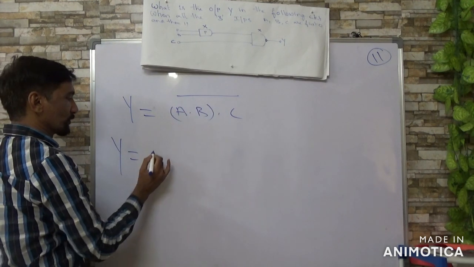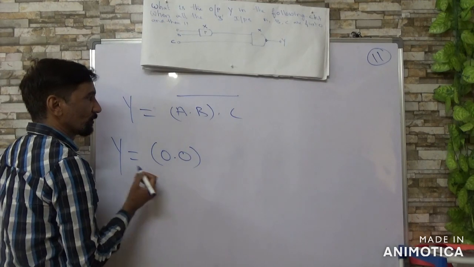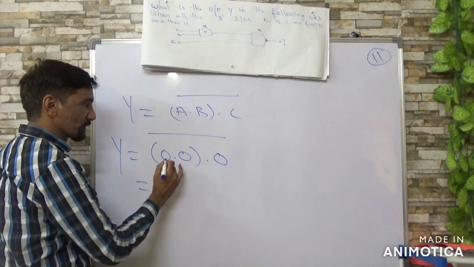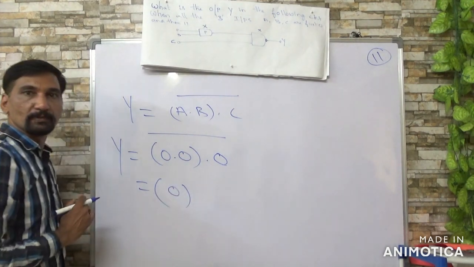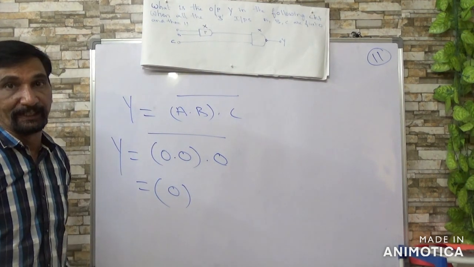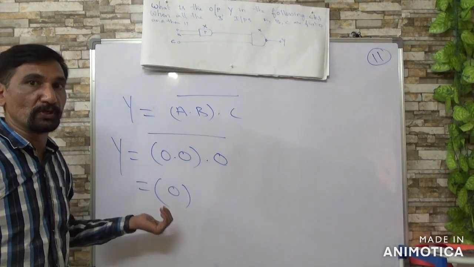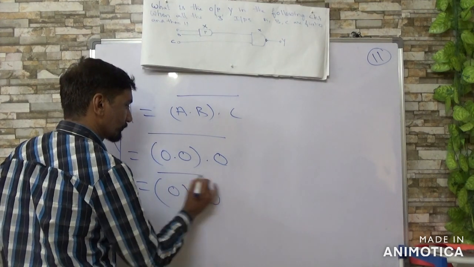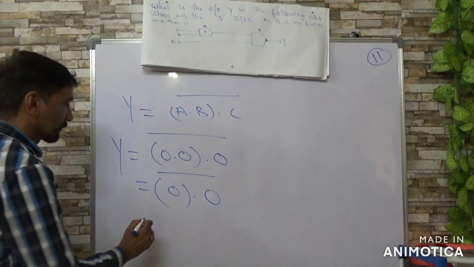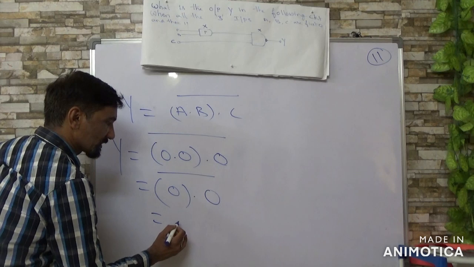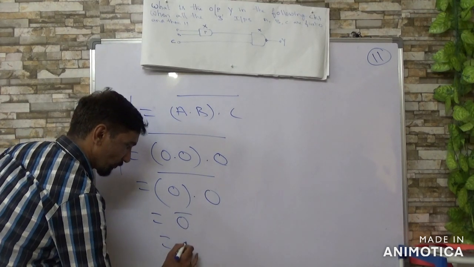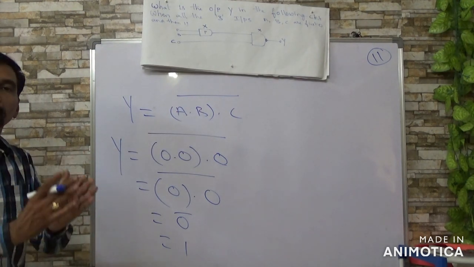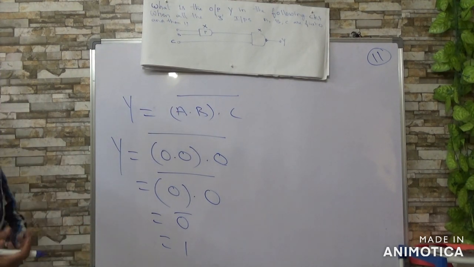When all are 0, 0 into 0 into 0, right? Negation. So 0 into 0, 0. So about AND gate, when both the inputs are 0, output is also 0, right? Into 0. Okay, so negation is 1. Because in case of AND gate, both the inputs must be strong, then only there is output.